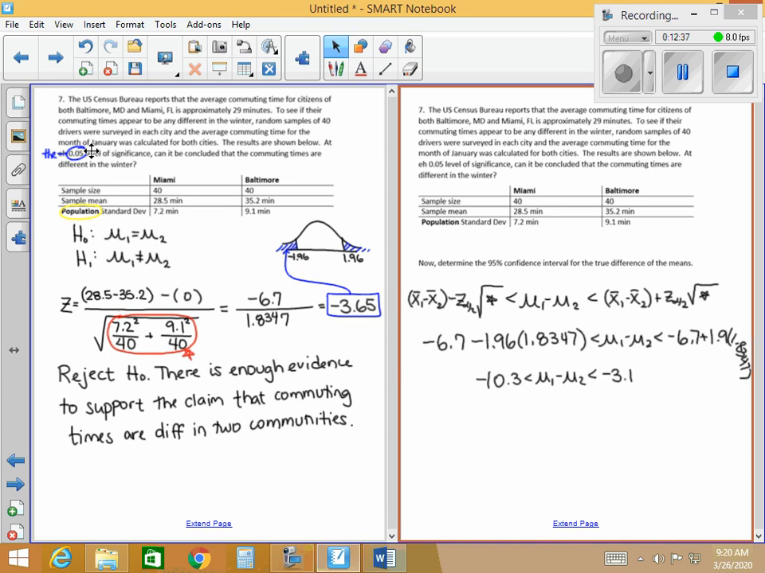Now, because we're talking about the difference of two means here, it's okay to have negative numbers there. Before, when we said what's the confidence interval for the mean number of credit hours a student is taking, or the mean test score on the ACT, or the mean number of hours of sleep a student gets the night before a calculus exam, those could not be negative values. But here, since we're subtracting the two means, what that tells us is that the Baltimore mean is bigger than the Miami mean. When we subtract them, I get a negative number. So we're just saying it's bigger by 10.3 at most and 3.1 at the least.